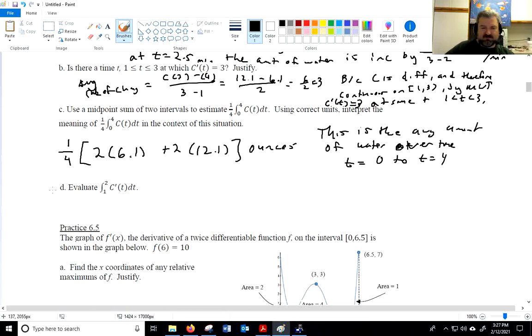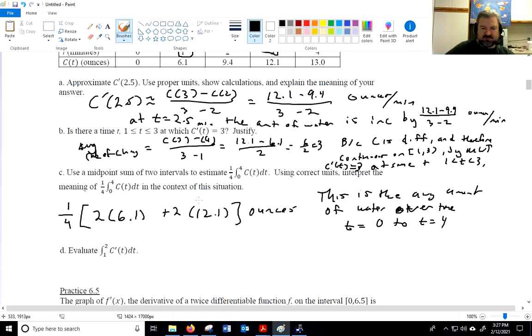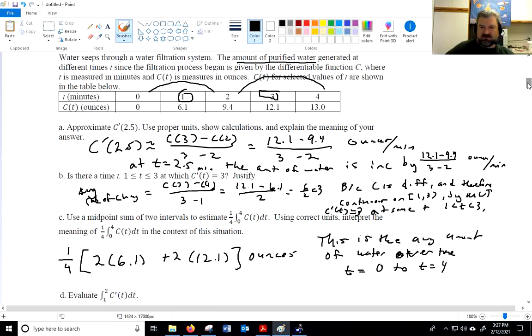Okay. Next, we need to evaluate the integral from 1 to 2 of c prime of t. So we need to be careful about this. One little hint, notice that everything we've done has been an estimate pretty much. This is not an estimate. This is saying we need to use the fundamental theorem of calculus, which tells me that this is equal to c of 2 minus c of 1. Well, c of 2 minus c of 1 is simply 9.4 minus 6.1, which is, again, in ounces. So we need to be really careful with that. That's kind of a trick question. They're asking, hey, do you know that you have everything you need to get that exact answer?